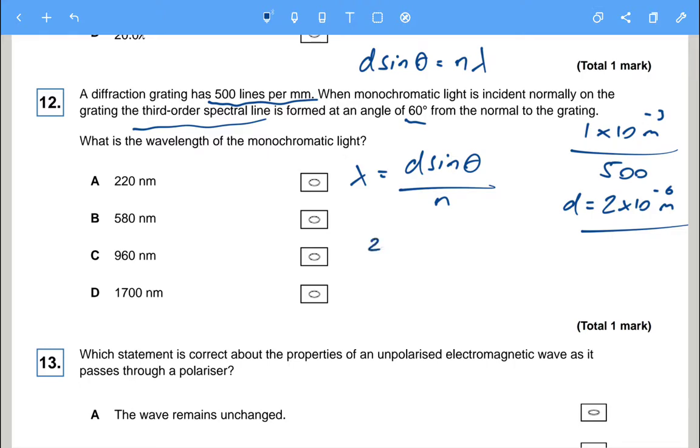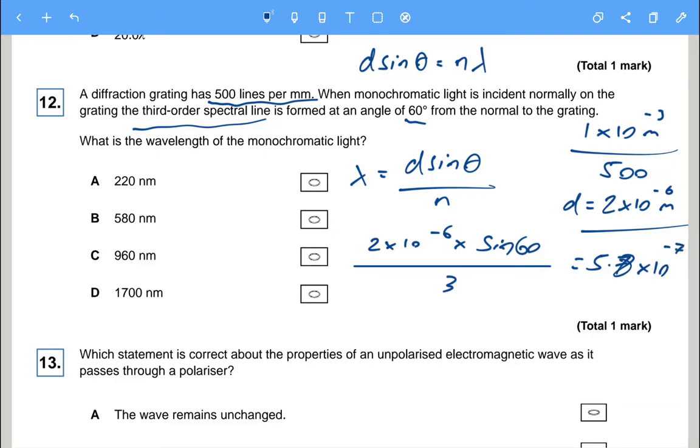So d is 2 times 10 to the minus 6 multiplied by sine 60, divided by n, and n is 3. If you calculate that, we get 5.77, so 5.78 or 5.8 times 10 to the minus 7 meters.